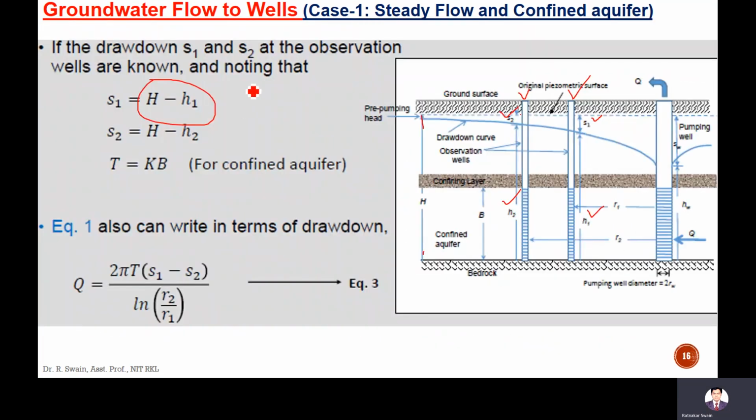H1 is equal to capital H minus S1, and H2 is equal to capital H minus S2. So in place of H1 and H2, if we put H minus S1 minus of H minus S2, we'll get 2 pi T into S1 minus S2 divided by ln R2 by R1. This is one form of the equation.